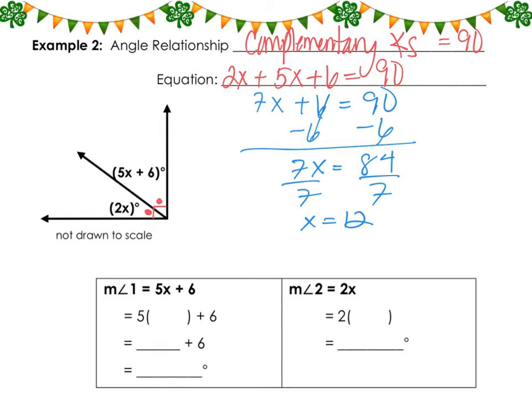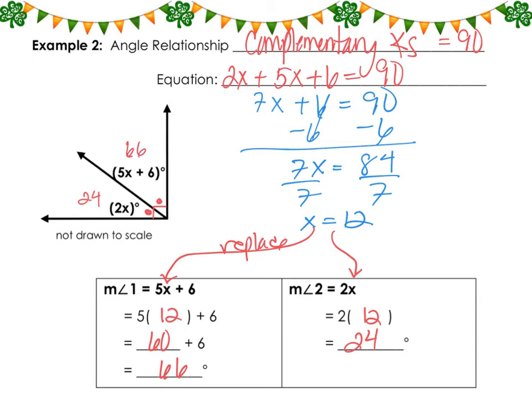Now that we're done, we're going to substitute it in, so we're going to replace the x with a 12. All right, so let's put 12 in here and 12 in here. So 2 times 12 is 24 degrees. 5 times 12 is 60. 60 plus 6 is 66. So let's add these two together. 66 plus 24, and we get 90 degrees. So that checks out. All right, so here is 24, and this is 66. When we add them, it checks out to be 90.